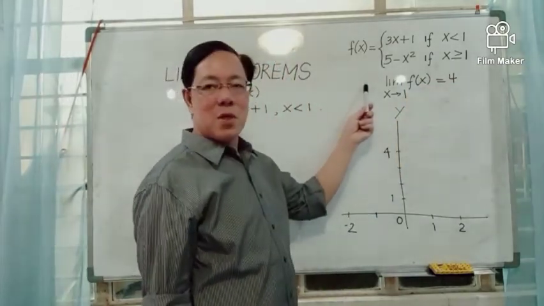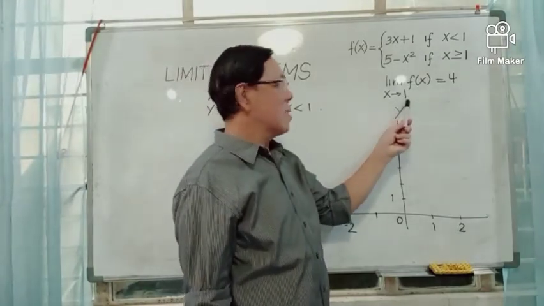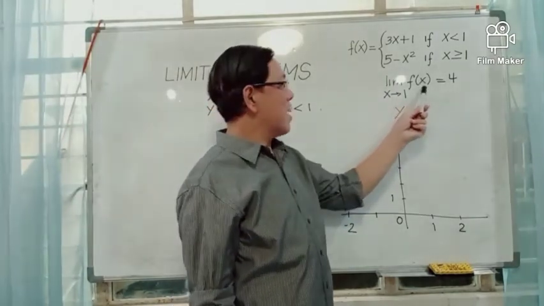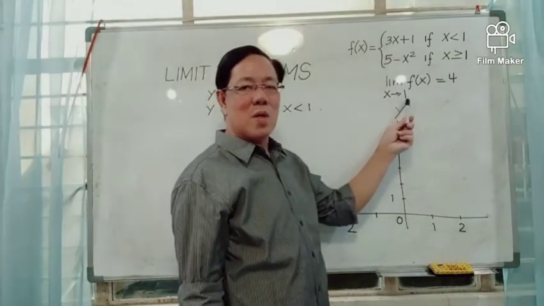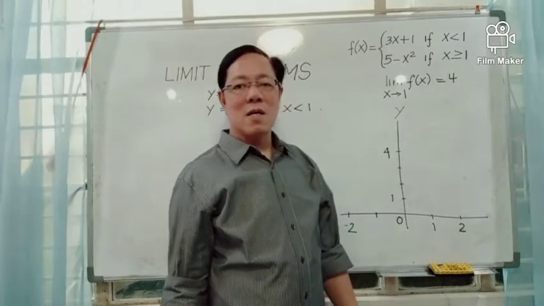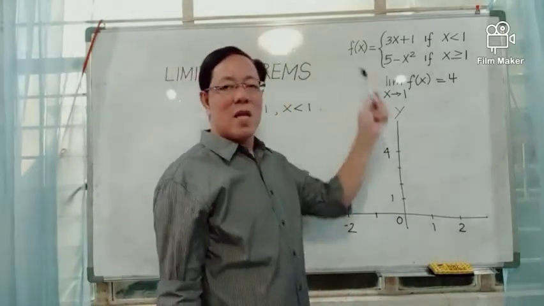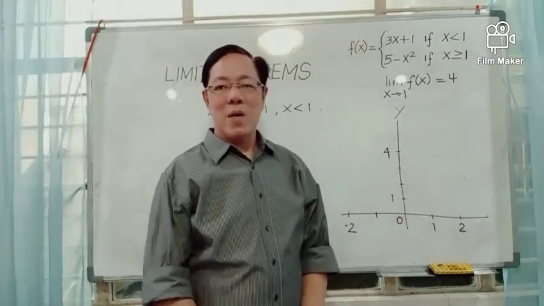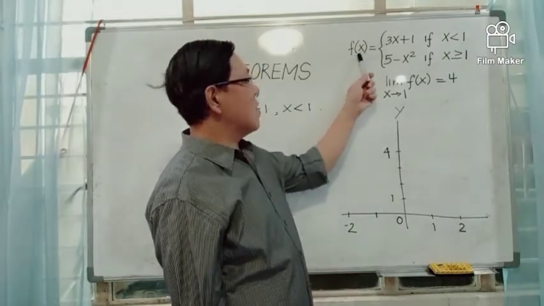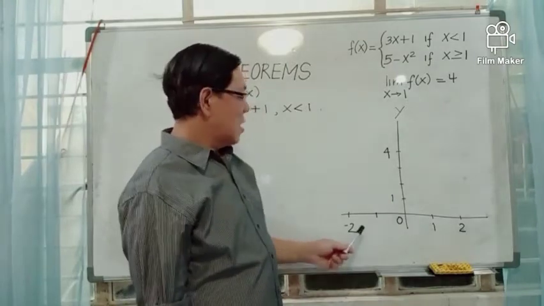And we have shown that the limit of the function f of x as x approaches 1 exists. In particular, the limit of the function f of x as x approaches 1, we have shown, is equal to 4, because the left-hand limit and the right-hand limit of this function exist, and both of them are equal to 4.